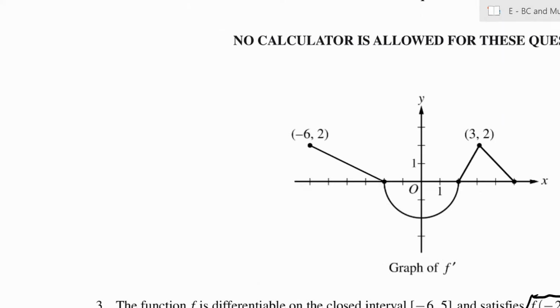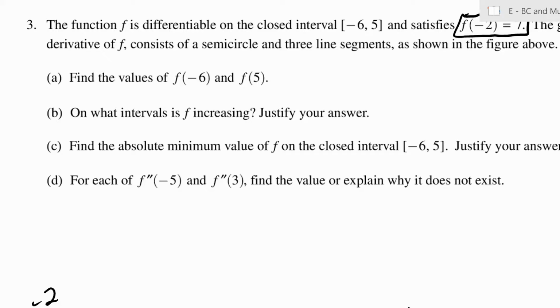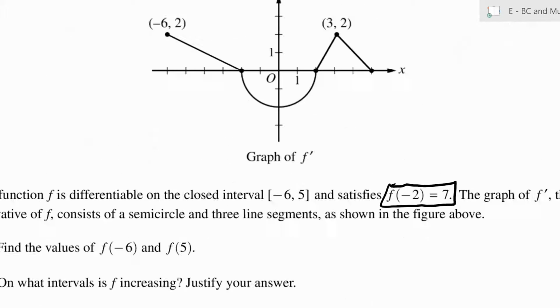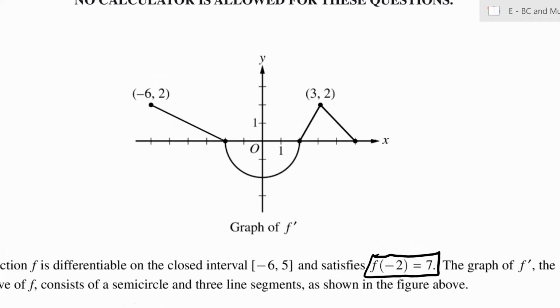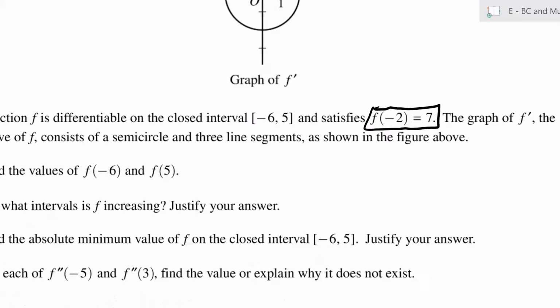And last but not least, part D, they asked, for each of f double prime of -5 and f double prime of 3, find the value or explain why it does not exist. Well, we know that f double prime of 3 does not exist because if you look here, f double prime of 3 doesn't exist because there's this little kink point here. Like, if you draw a line, the slope is 0, but it doesn't exist because there's a kink or a discontinuous point at f prime of 3. So f double prime of 3 wouldn't exist.